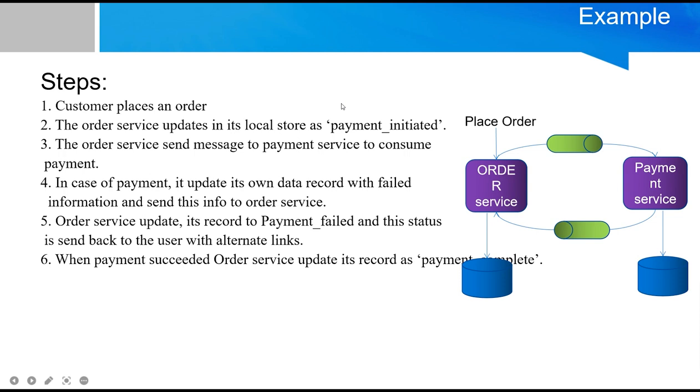Whenever the order service receives a place order request, it initiates an entry in its own record where it stores all the information of the order along with the payment status as payment initiated, and then it forwards all this information to the payment service so that they can make the payment. After receiving this request from the order service, the payment module starts serving the payment, so the client can perform the payment.